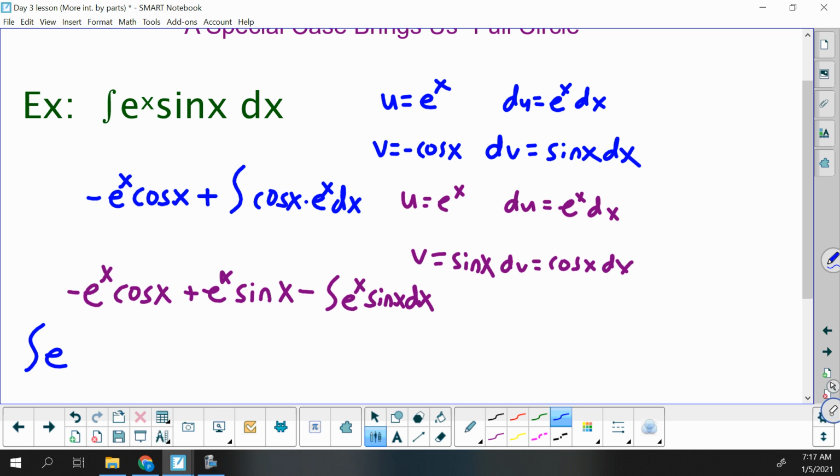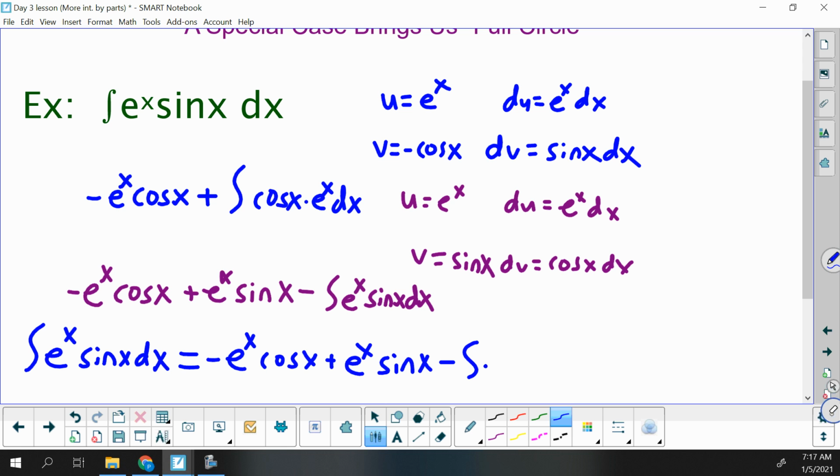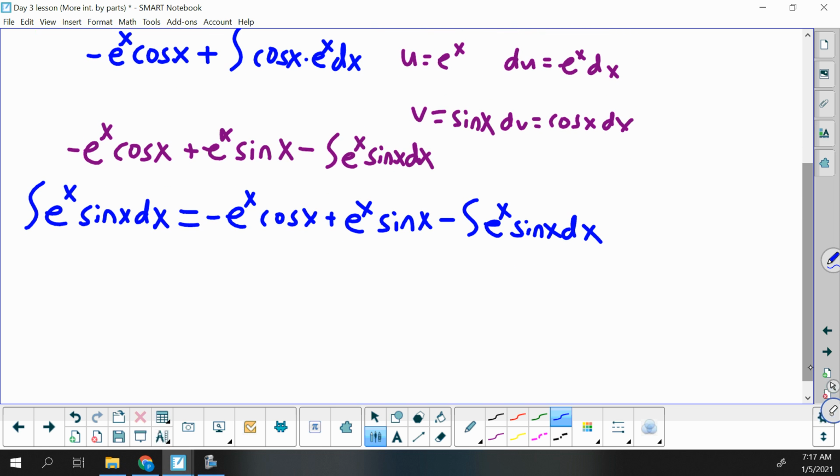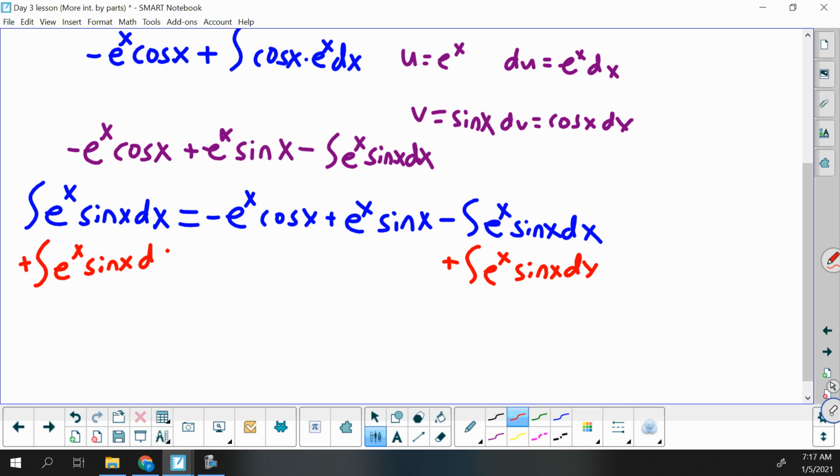Here's our original integral. So the integral of e to the x sine x dx we know is equal to minus e to the x cos x plus e to the x sine x minus the integral of e to the x sine x dx. And what we're going to do is collect all those integrals on the same side. So we're going to add this integral to the other side. So we now really have two of that integral.